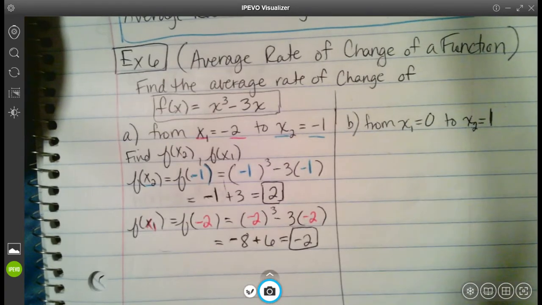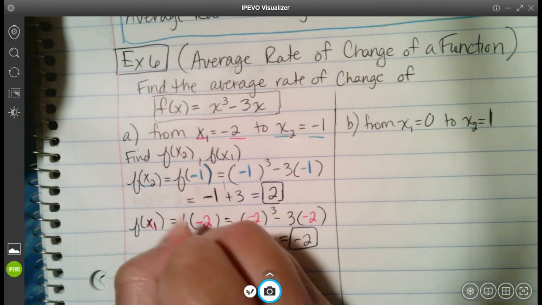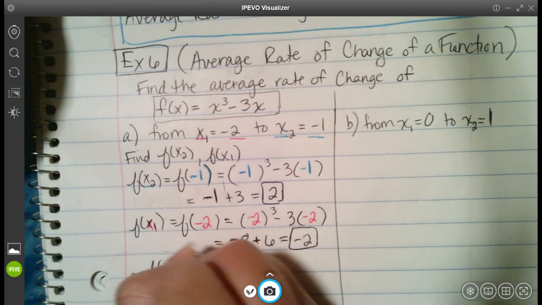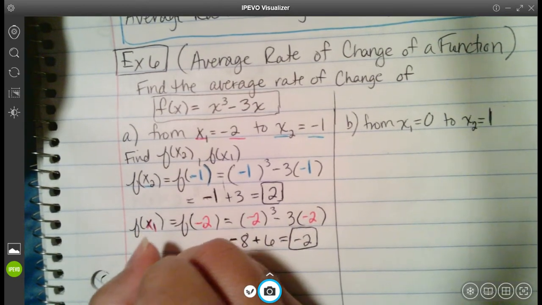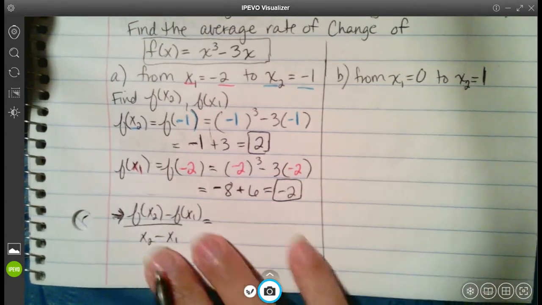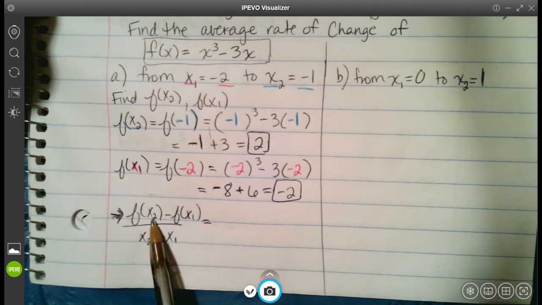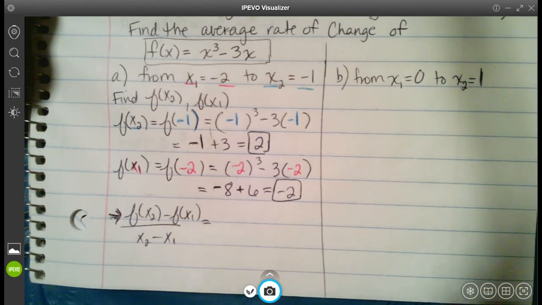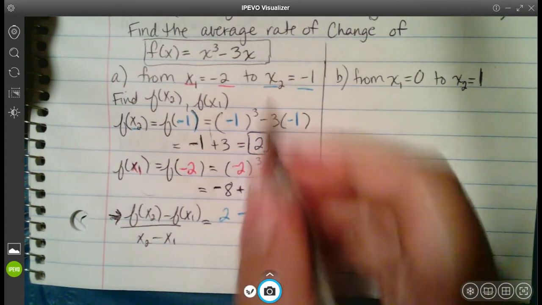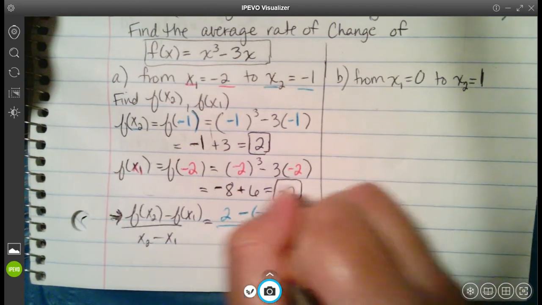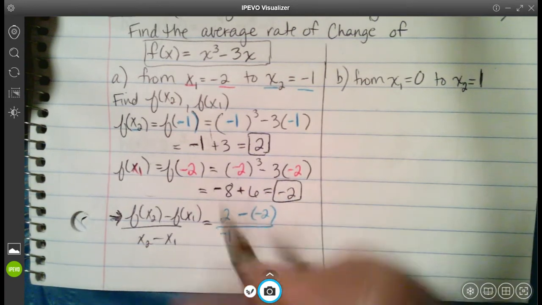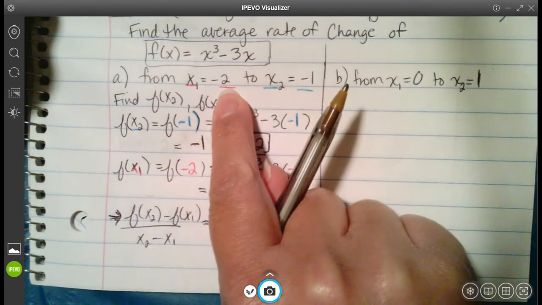Okay, so the equation says I can rewrite it if you want, f of x2 minus f of x1 over x2 minus x1. We're using this equation here. Okay, move that up just a little bit. So plugging all this stuff in, this number is right here, so 2 minus this number is right here, -2, over x2 is up here, -1 minus, and x1 is right here, -2.